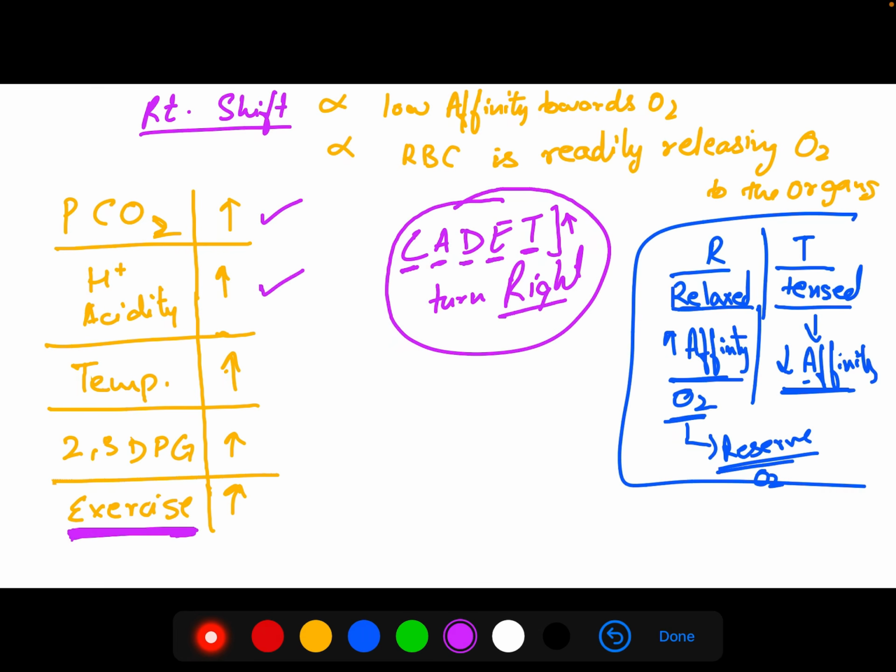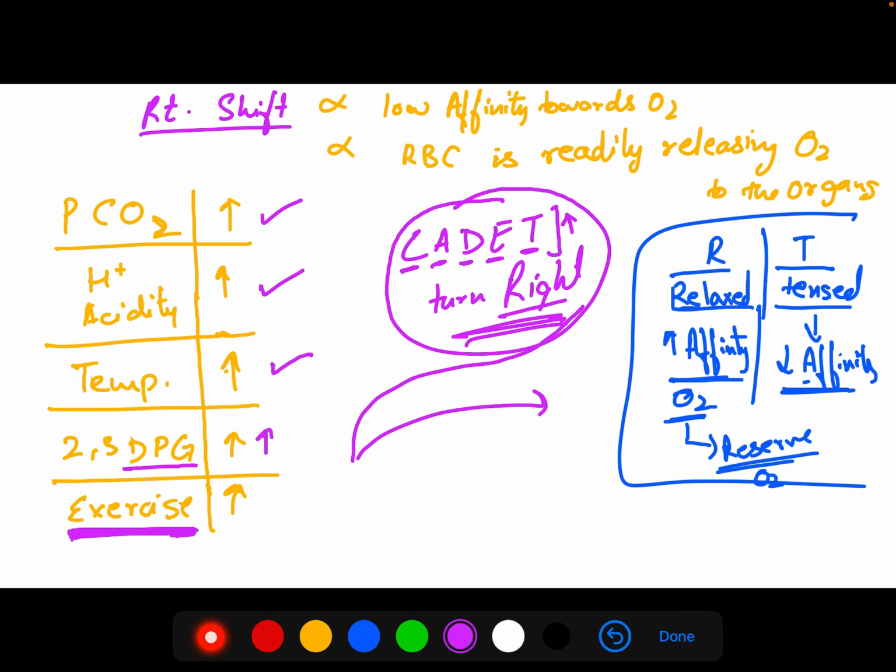Then acidity, I have remembered it like this: whenever I do vigorous exercise, there is lactic acid secretion in the muscles and that will cause cramps obviously. So from that I have remembered acidity. And whenever I work hard, the body temperature rises, right? So temperature rises. And 2,3 DPG, you can just remember it like this. I haven't made any correlation of this with exercise, so just remember it increases. So these are the factors that will make the curve shift towards right.